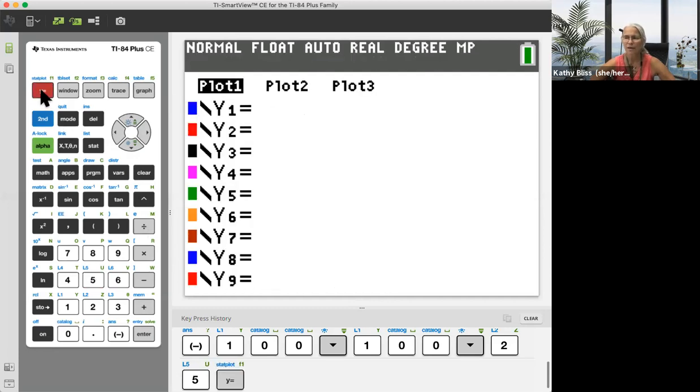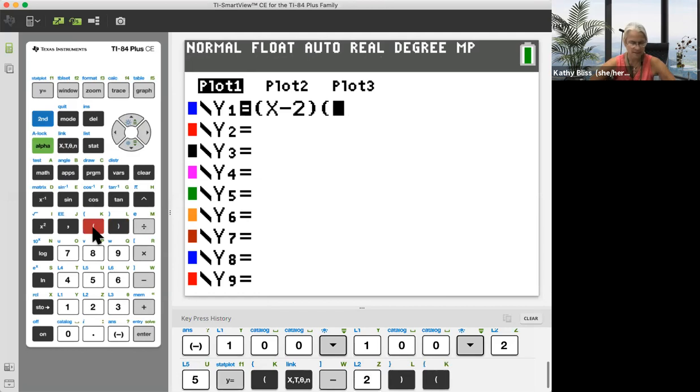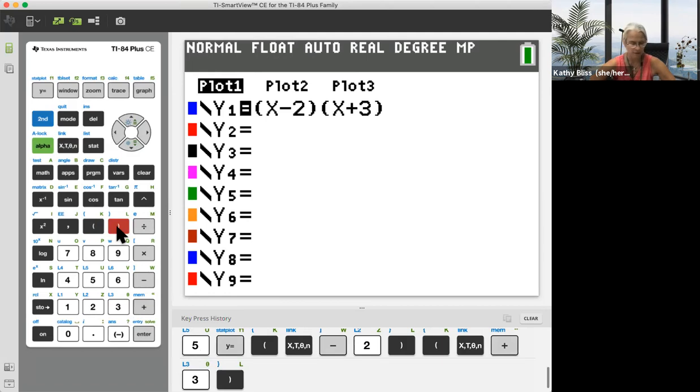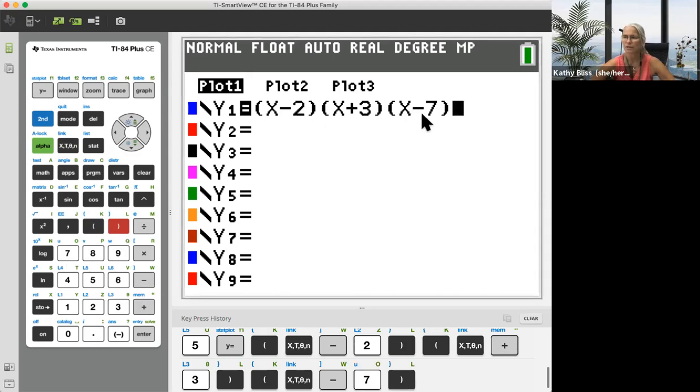Now we're going to go to the Y equals, and we're going to take a look at typing in the equation. So your first equation is (x minus 2). So we're going to go parenthesis x, and the x is up here next to the green key, x minus 2, and then close that parenthesis. And then the next one, we're going to have a parenthesis x plus 3. And you don't need to put in the multiplication sign, because the calculator knows that when I have these two parentheses next to each other, it automatically is a multiplication. Okay? So there we go. We got (x minus 2)(x plus 3)(x minus 7).